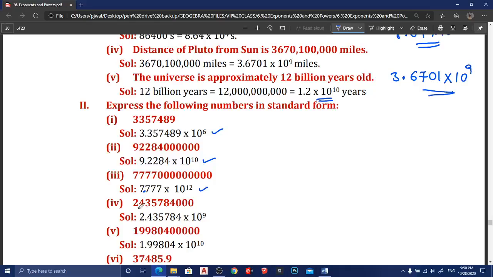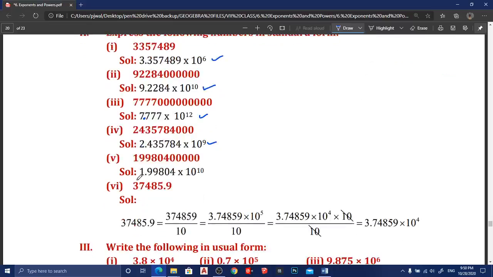Here, 2.435784, up to here you have to take. After the point 1, 2, 3, 4, 5, 6, 7, 8, 9. So 10 to the power of 9. Here, 1.99804 into, after putting the point here, 1, 2, 3, 4, 5, 6, 7, 8, 9, 10. So 10 to the power of 10.